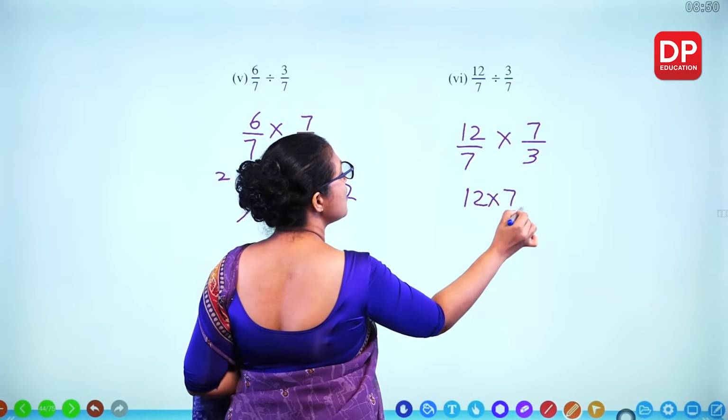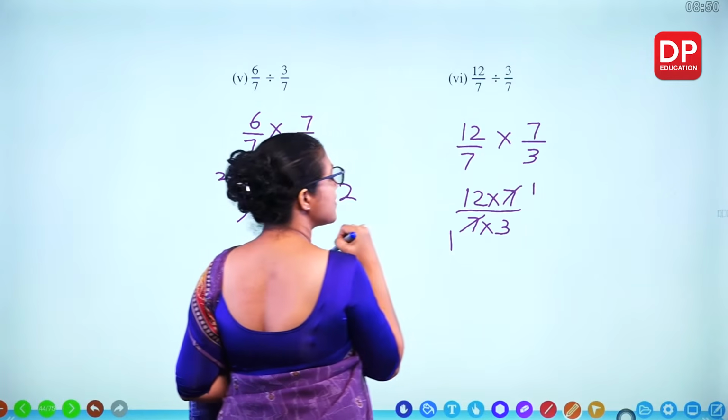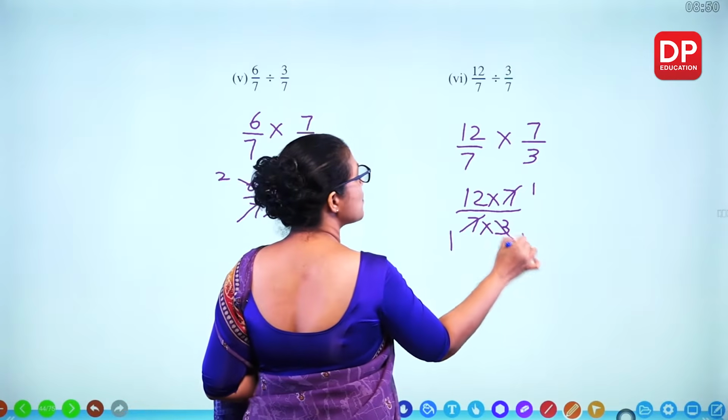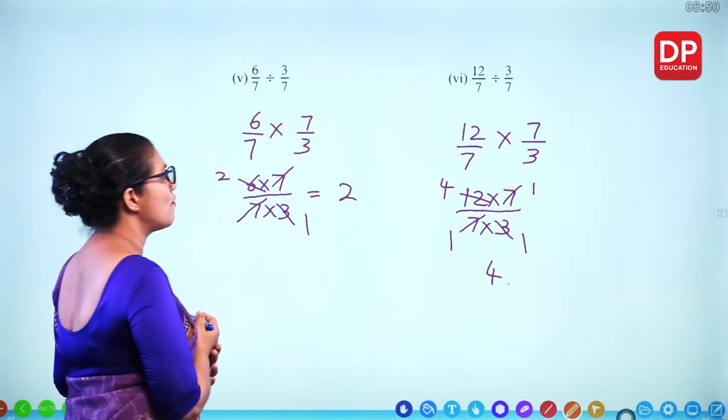12 times 7 over 7 times 3. 7 times 1 and here 7 times 1. 3 times 1 and 3 times 4. So the answer is 4.